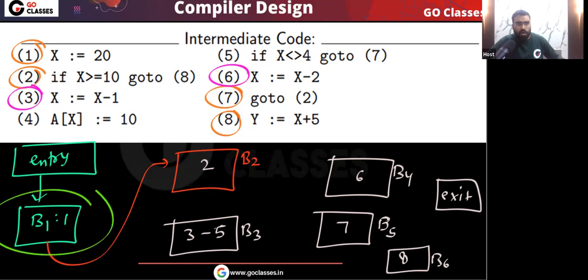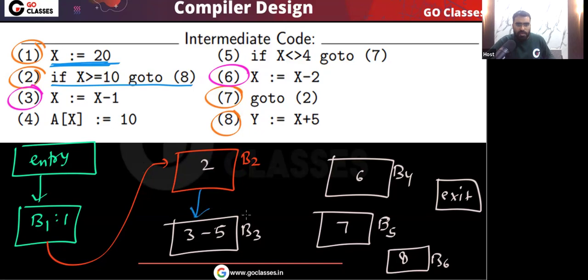So from B1 there will be only one edge. Agree with me? From here there will be only one edge because this is just a simple instruction. From B2, how many edges will there be? This is a conditional jump. So one edge will go to the basic block containing the next instruction, and one to the basic block containing instruction 8. Yes or no? So from here, one edge you will put here.